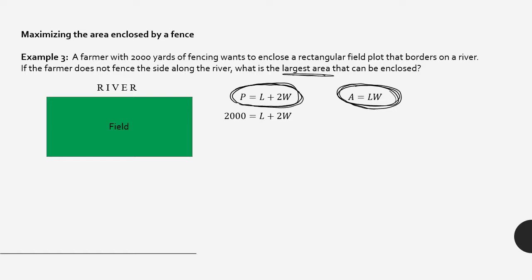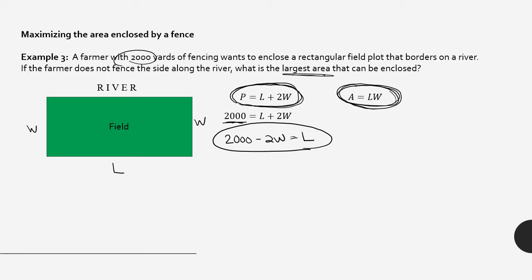Okay, so what we do is, for the perimeter, we replace perimeter with 2,000. We're told how much fencing the farmer has. The perimeter in this problem is L plus 2W. Again, we get that from the picture. So one length here on the bottom and the two widths on the side. And eventually the area is the equation we want to maximize. So let's go back to the perimeter equation. I'll solve it for L. So if I subtract 2W from both sides, I'll come up with the length.